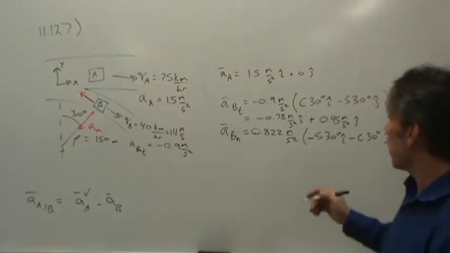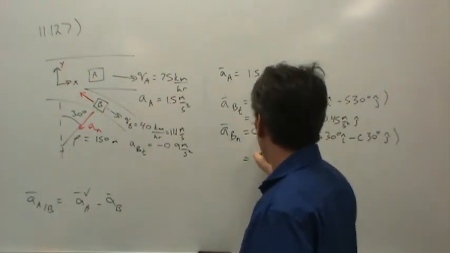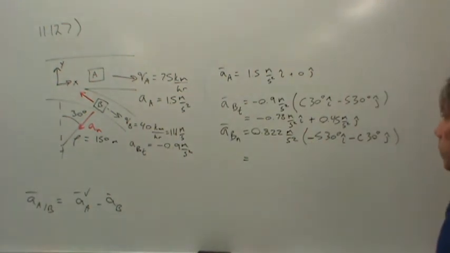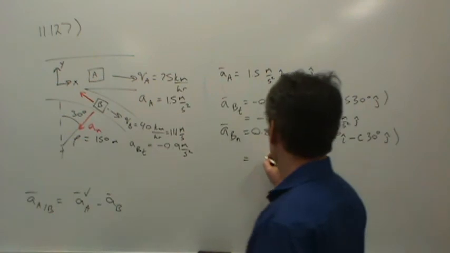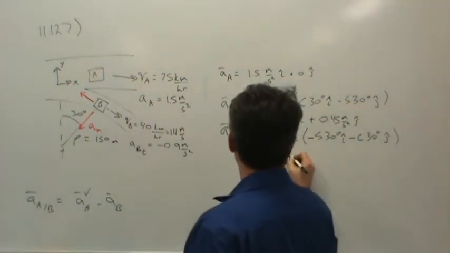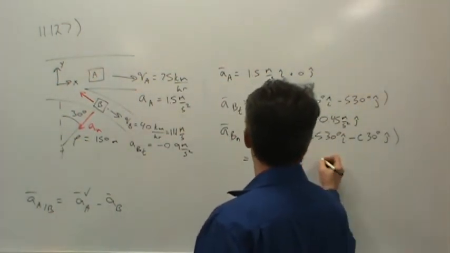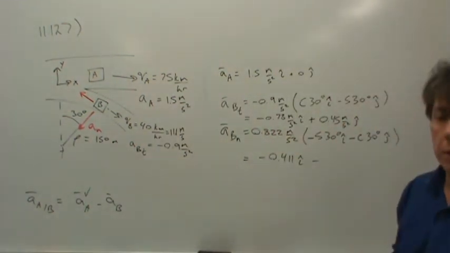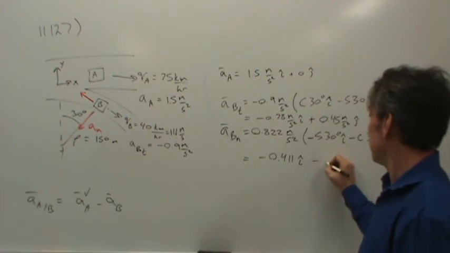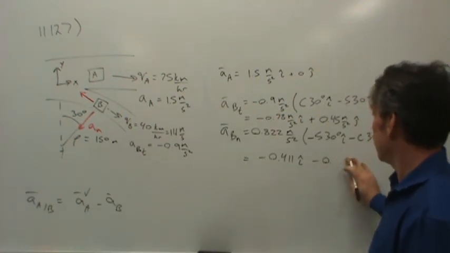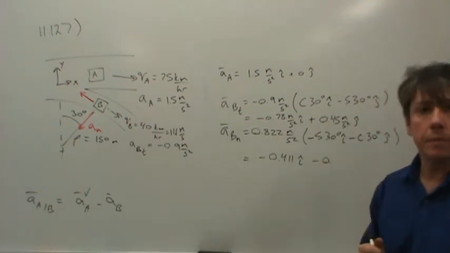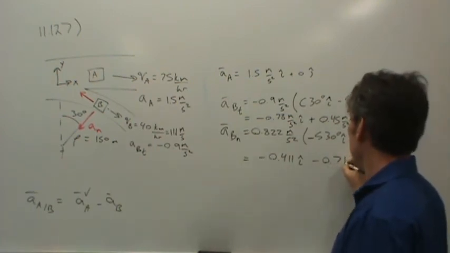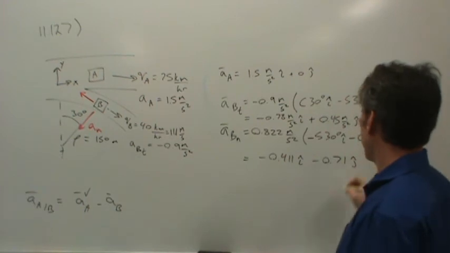So now I need more calculator help, please. 0.822 times negative sine 30 degrees is how much? Negative 0.411, thank you. And that's the i direction. How about negative cosine 30 times 0.822? 0.71? Yep. Thank you. In the j direction.